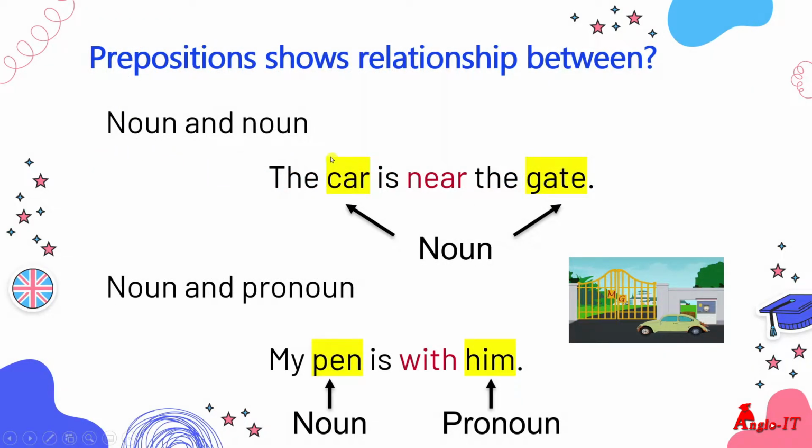First relationship is noun and noun. The car is near the gate. Here car and gate are the two nouns. Near is the preposition making the relationship between these two nouns.